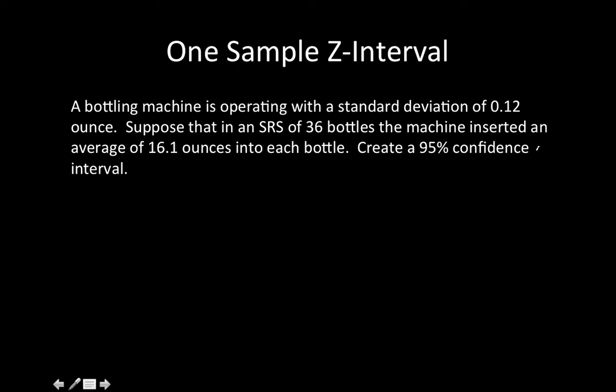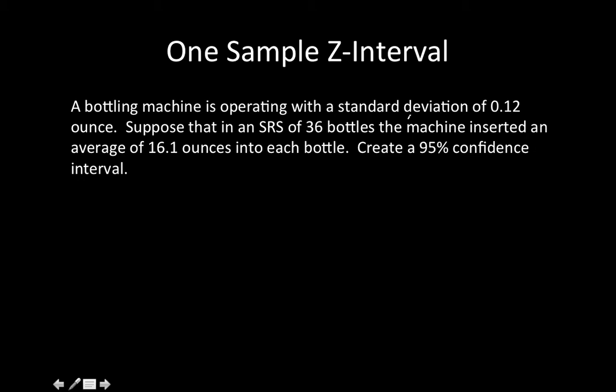Hey guys, it's Michaela, and today I'm going to teach you how to calculate a one-sample Z interval. The problem is, a bottling machine is operating with a standard deviation of 0.12 ounce. Suppose that in an SRS of 36 bottles, the machine inserted an average of 16.1 ounces into each bottle. Create a 95% confidence interval.